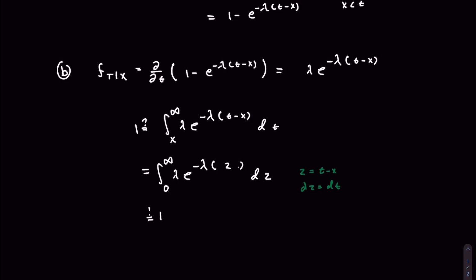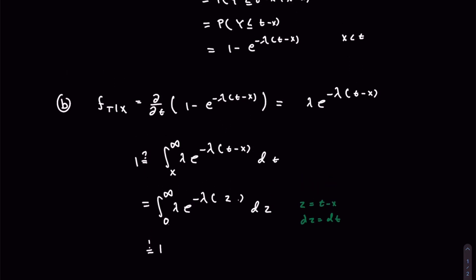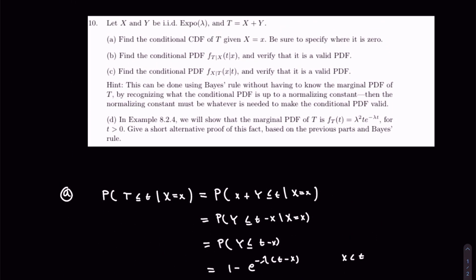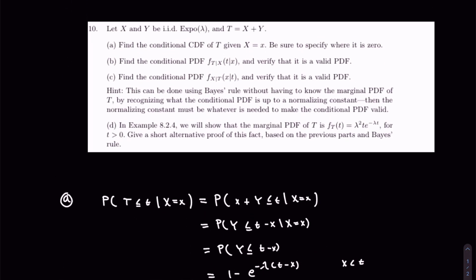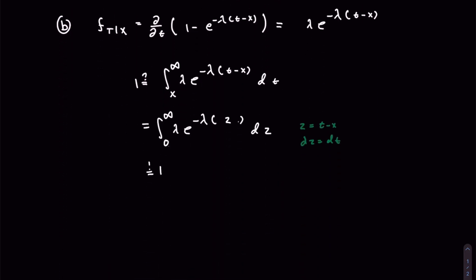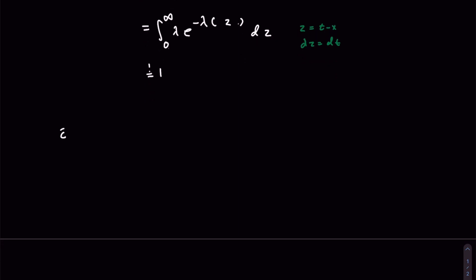All right. And now moving on to the third part of this question. We're asked to find the conditional PDF of x on t and then verify that this is a valid PDF. Okay, so let's do that. And here we start by writing out f of x conditioned on t.